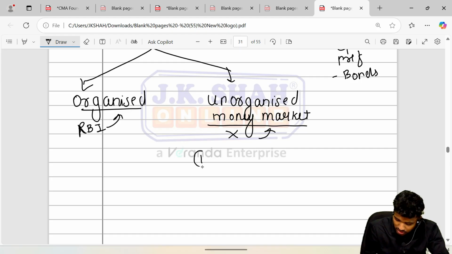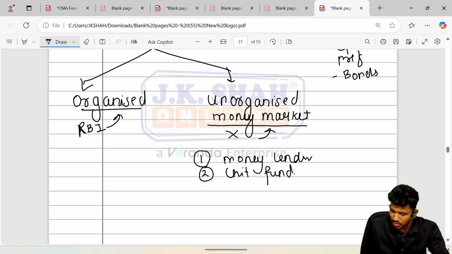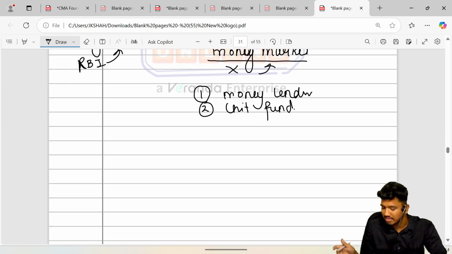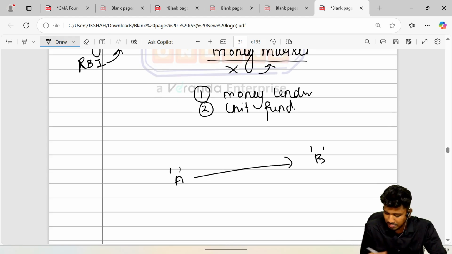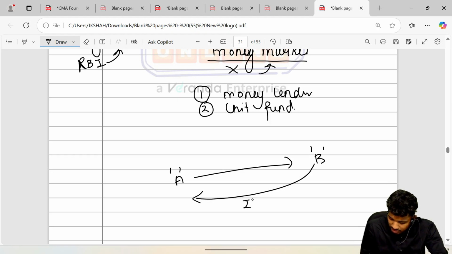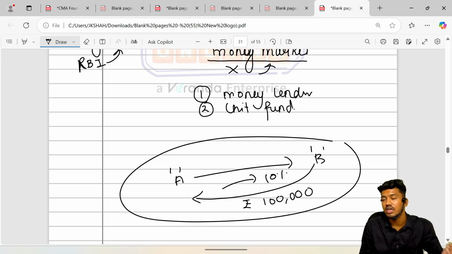Now, what is unorganized money market? Money lenders. Next, chit funds. I'll tell you how it works. What exactly are money lenders? Example, Mr. A is in need of money. He approaches Mr. B, and Mr. B lends him rupees 1 lakh and charges an interest of 10%. It is called an unofficial transaction, that is, it is not transacted as per RBI guidelines.